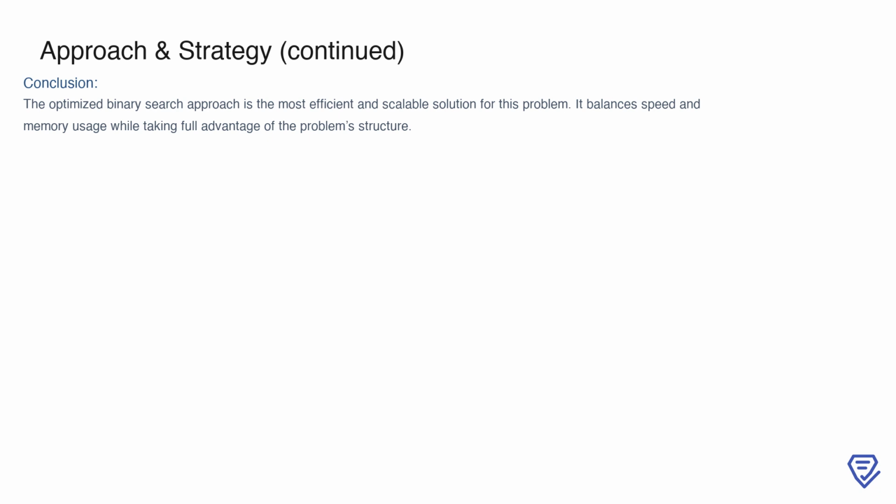In conclusion, the optimized binary search approach is the most scalable and efficient solution for finding the kth smallest number in a multiplication table. It achieves a balance between computational speed and memory usage while avoiding the inefficiencies of brute force methods. By taking advantage of the table's sorted structure and using binary search to limit the search space, this method provides a highly effective solution. This approach not only demonstrates the power of leveraging problem-specific properties but also highlights the importance of optimizing both time and space complexity for large-scale problems.